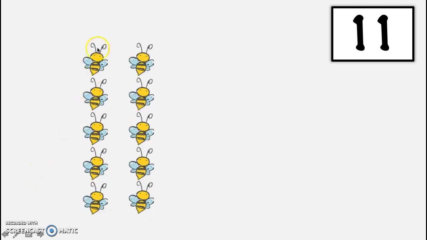The first way I'm going to show you how we could model a teen number like 11 is to model it vertically or in rows that are up and down. Okay, let me show you. Here I have 10 because there's 5 and 5 more is 10, and then 11. Do you see how I drew my pictures going up and down in nice straight rows? I mean, there's not a lot in this row, but I still did a nice job.